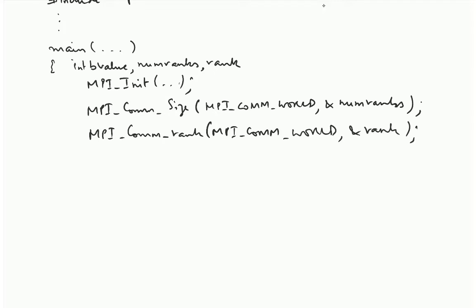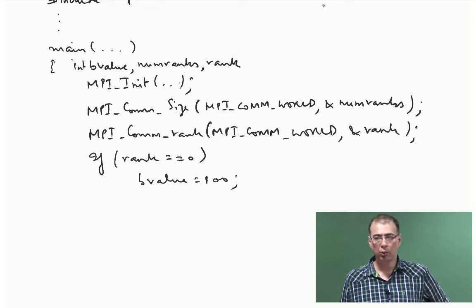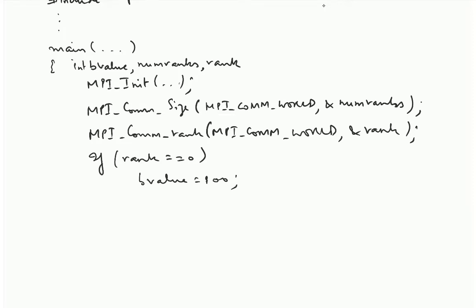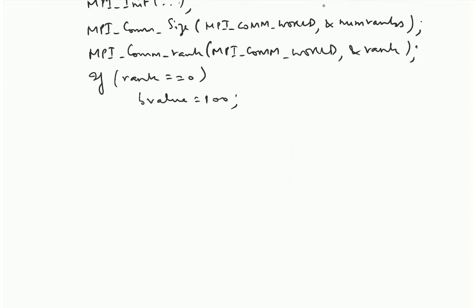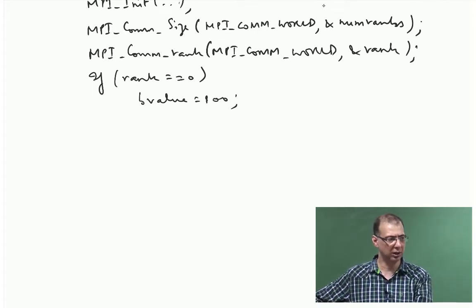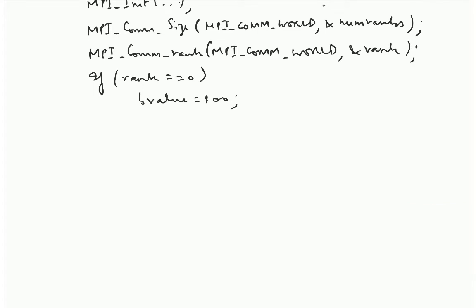All right. Now let's say that if my rank is 0, then b value, the buffer, has a value of 100. Okay. Now what do I want to do? I want to basically send this value to all the other ranks. So let's write a simple code for that. Let's do something very simple, right? So every rank will just send it to the next rank.